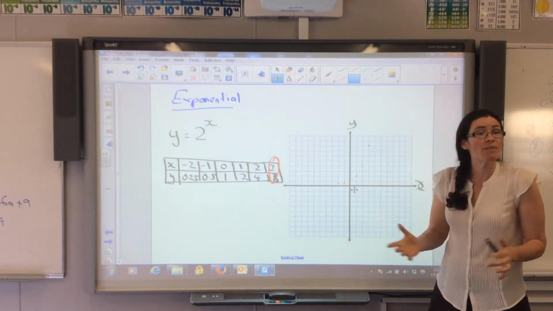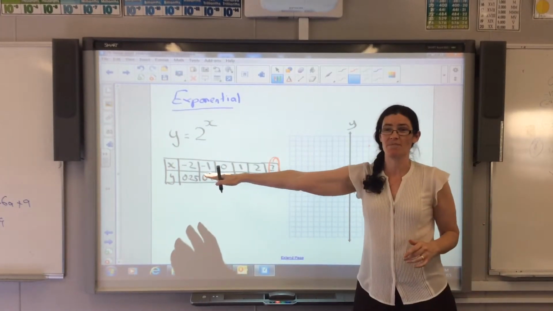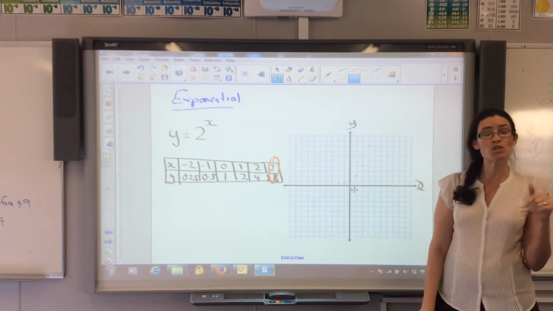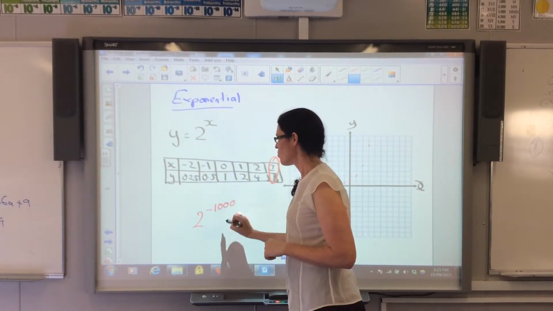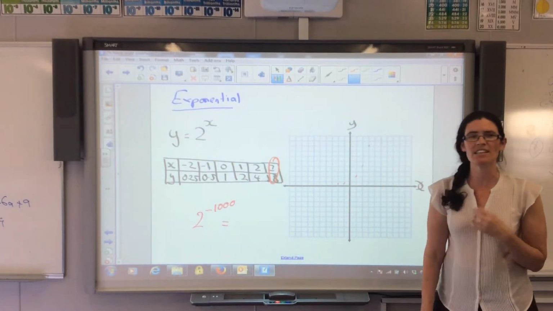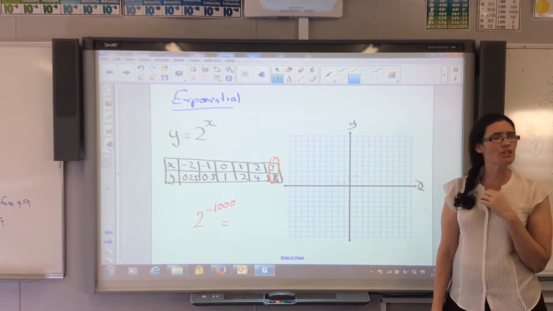Let's try. What happens if I put 1,000 there? Okay, so I went 1,000 that way. Try on your calculator. What's 2 to the power of negative 1,000? What's that going to be? See what your calculator says. 0. It's getting closer and closer to 0.